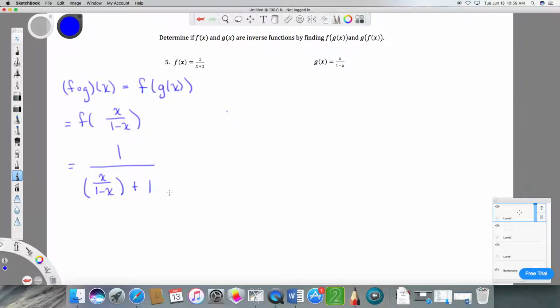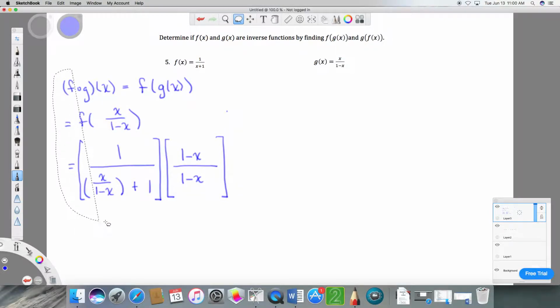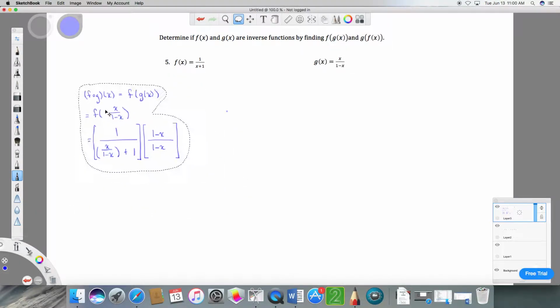So here we have a fraction within a fraction, but it's a little more complicated than our previous ones. So here I'm going to multiply this by the number 1. But I'm going to be clever in how I write 1. I'm going to write it as 1 minus x over 1 minus x. To multiply fractions is really easy. You just multiply straight across in the numerator and straight across in the denominator. It's much easier than adding and subtracting fractions.